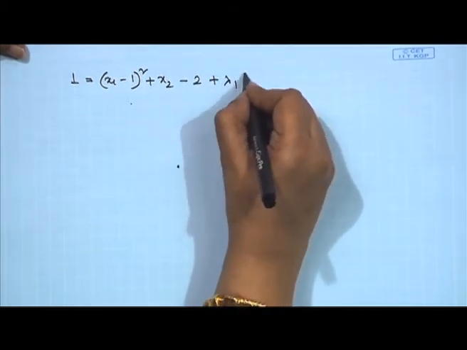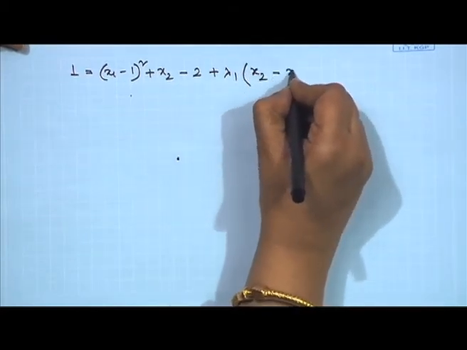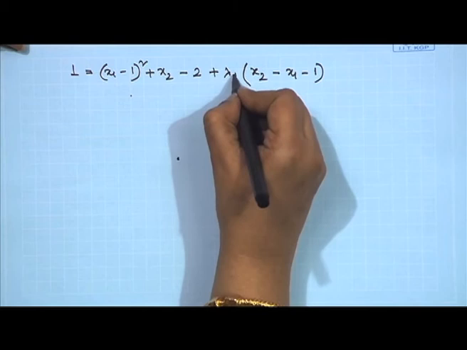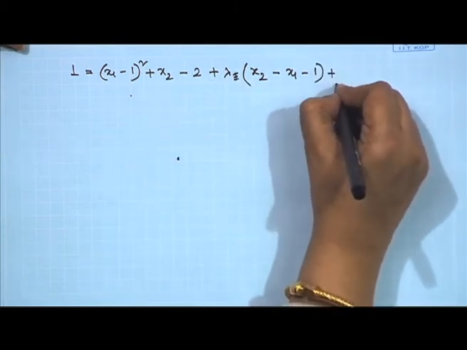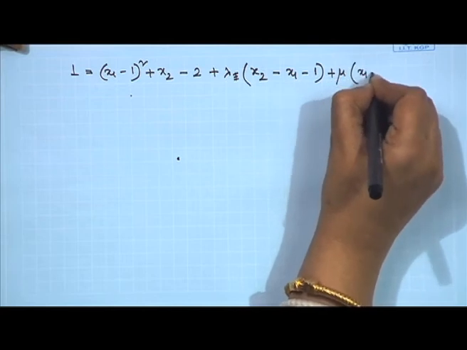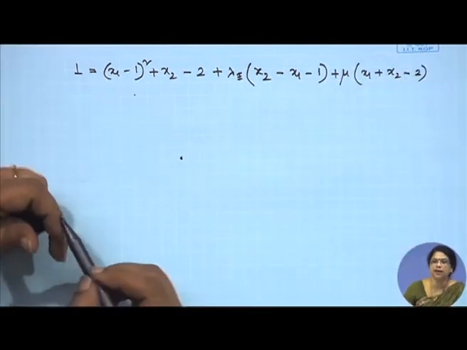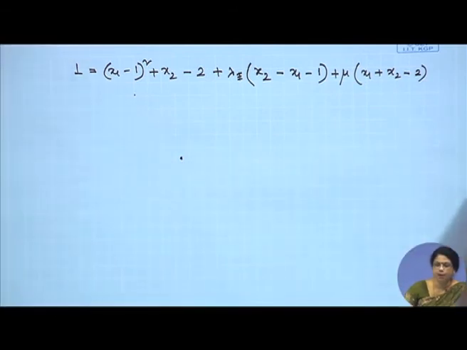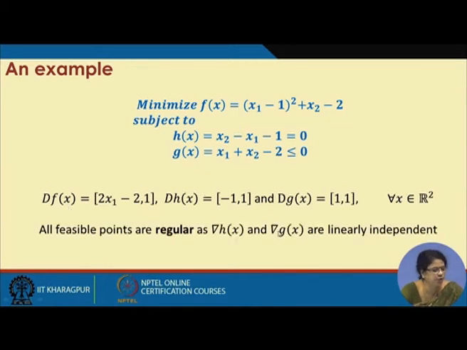The Lagrange function would be L is equal to (x1 minus 1) square plus (x2 minus 2) plus lambda, this is the Lagrange condition. Since we are having only one Lagrange multiplier, let me just put it as lambda, plus mu into (x1 plus x2 minus 2), where mu is the KKT multiplier. Now from here again we will get the first order derivative of the Lagrange function, and the second order derivative of the Lagrange function.